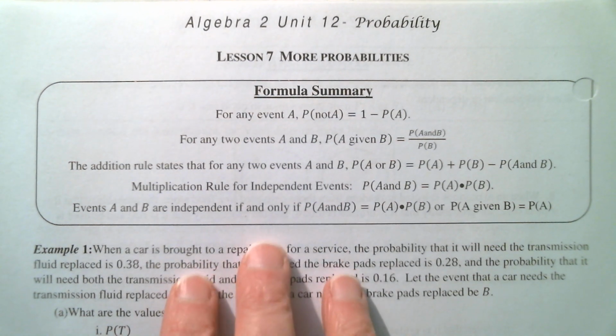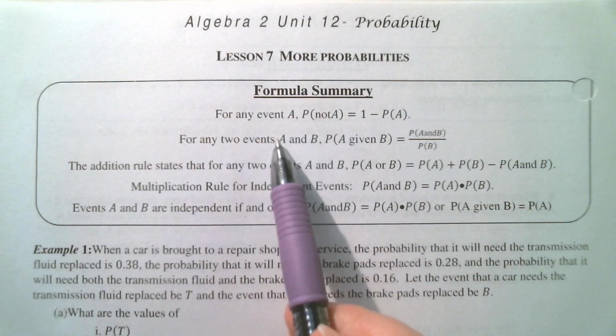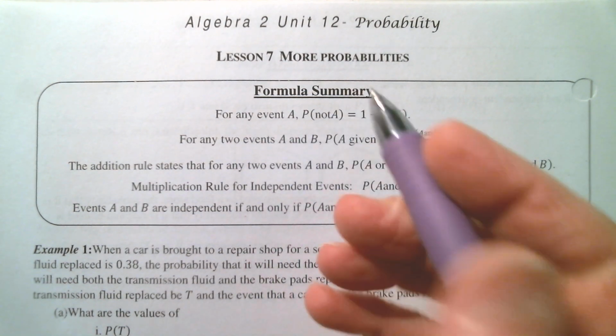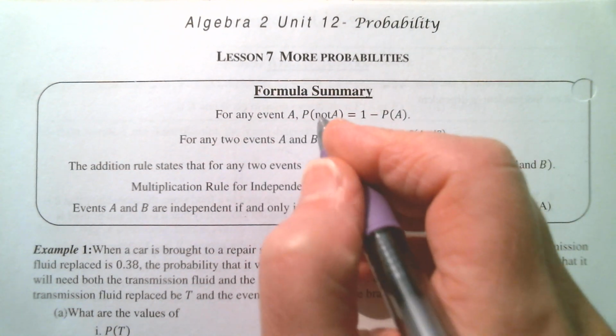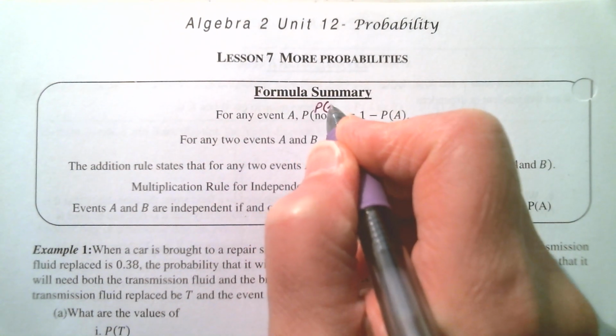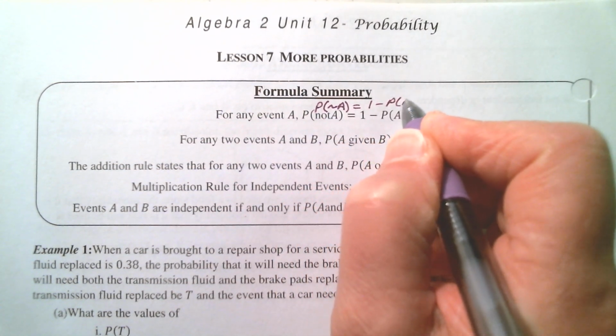So we start with our formula summaries. For any event A, the probability of not A, which in symbols I use the tilde symbol for, is equal to 1 minus the probability of A.